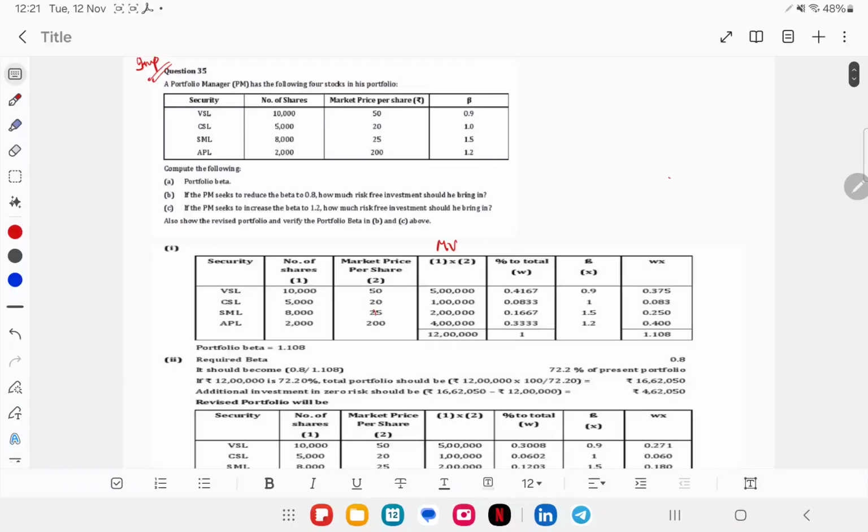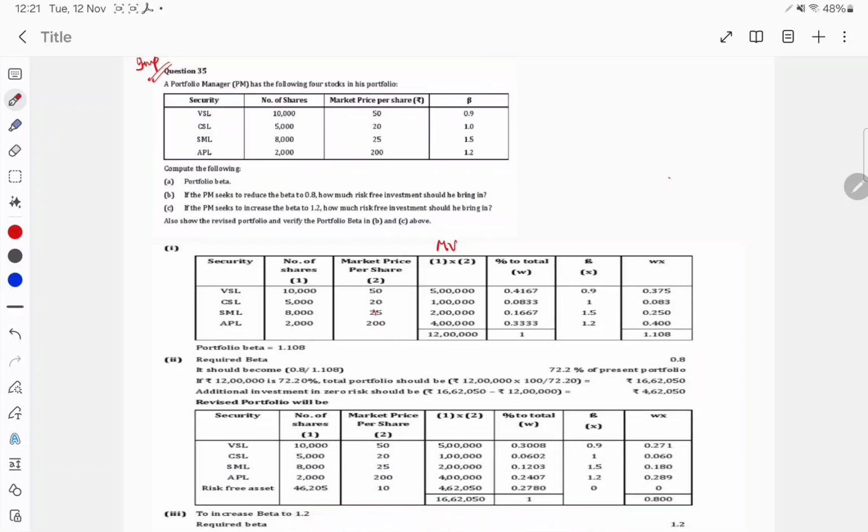So how to calculate portfolio beta? For this you have to follow these steps. Firstly, make a column and then write the details which are given in the question. Firstly, write the number of shares and the market price. From these two, you can calculate the market value very easily. Number of shares into market price, the market value comes.